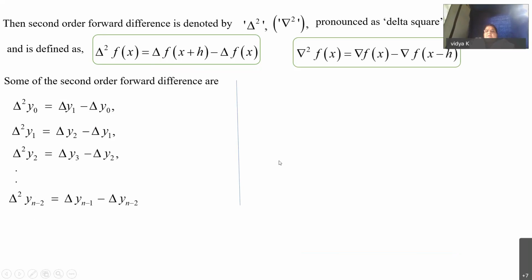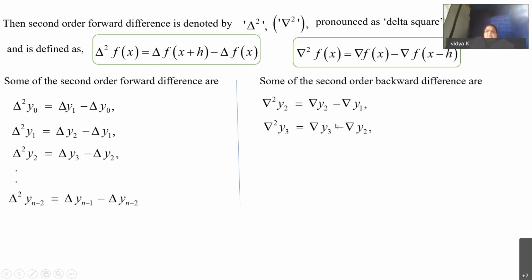Similarly, nabla square f of x is given by nabla f of x minus nabla f of x minus h. Now we see some second order backward differences. Nabla square y0 is not defined, and nabla square y1 is also not defined. It starts with nabla square y2. What is nabla square y2? Nabla y2 is y2 minus y1. Apply nabla on each term, and you get nabla square y2 equal to nabla y2 minus nabla y1. Like that you can go on defining it.